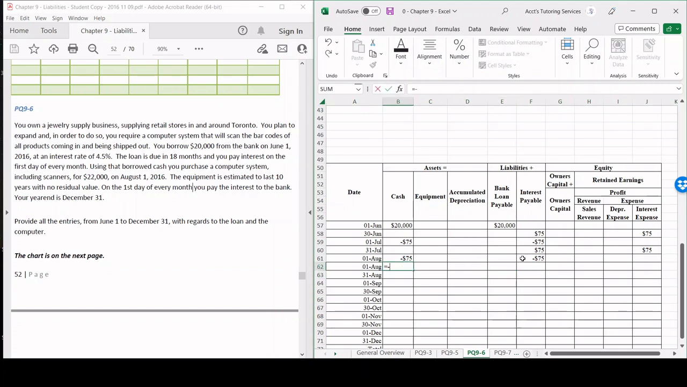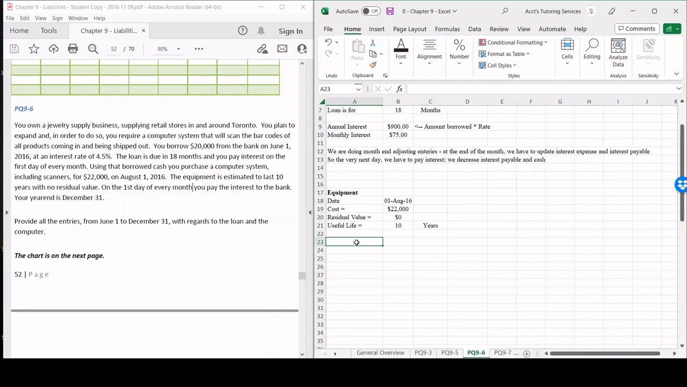So we're going to decrease cash by $22,000. And by the same token, we're going to increase equipment by $22,000. All right, let's go up now and let's work through the depreciation calculations. Remember, the straight line method is cost minus residual value divided by useful life.